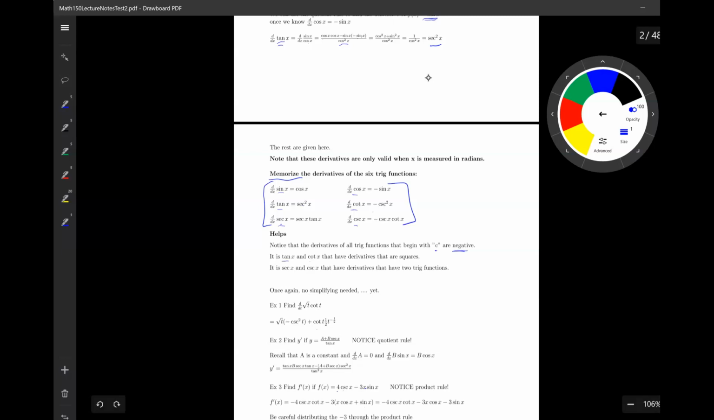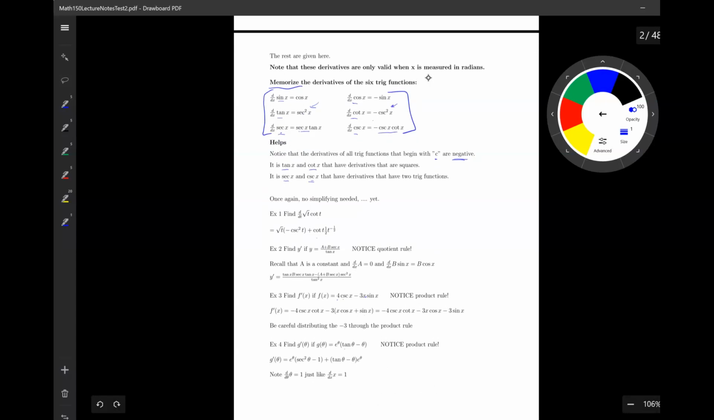Tangent and cotangent, cotangent's 1 over tangent, correct? They both have derivatives that are squares. Then secant and cosecant, so secant's 1 over cosine, cosecant's 1 over sine. They both have 2 trig functions as their derivatives. So hopefully that helps you to memorize. You're just going to have them memorized all year long. Really, really important. All right, so let's just take a few derivatives.